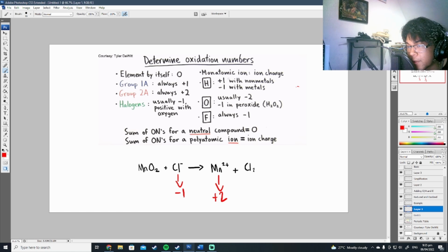So let's move on to hydrogen. Hydrogen, this is very simple. Hydrogen, if it's with a non-metal, will equal positive 1. If it's with a metal, it's a negative 1. So it will always be 1. The only hard part of determining the oxidation number of hydrogen is determining whether the element that it's paired with is a non-metal. But there's an easy way to determine that.